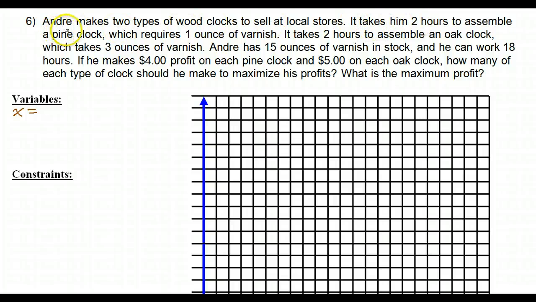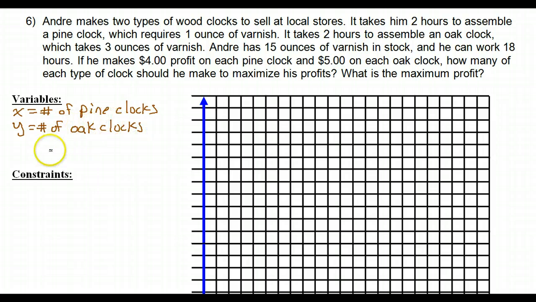pine and oak. So I'm going to let X be the number of pine clocks, and I'm going to let Y be the number of oak clocks. Pine and oak. So let's go. Constraints.